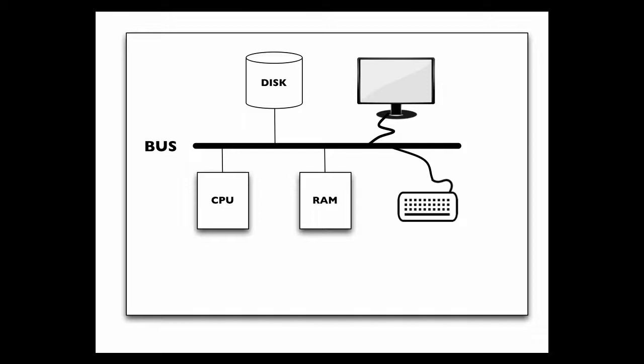So here's what's in our computer: CPU, RAM, disk, keyboard, and screen, and they're all connected by something called the bus. The bus is the part of the computer that sends signals and allows communication between the disk, the CPU, and the RAM. Each one of these parts: the CPU is the central processing unit. The CPU is the part that does all the math. Computers can do math, and they do math very, very fast. The CPU is the part that does all of the math.